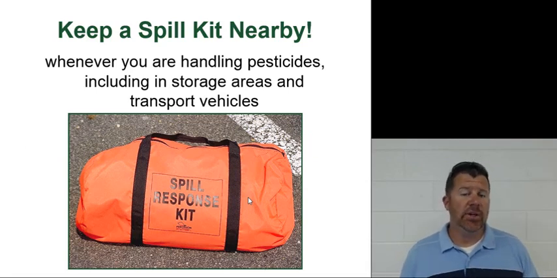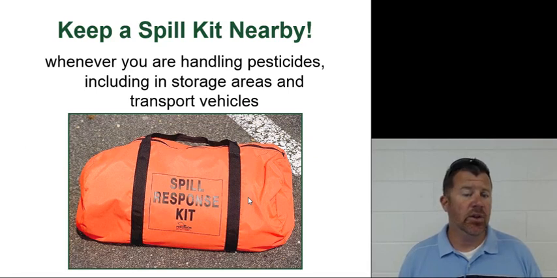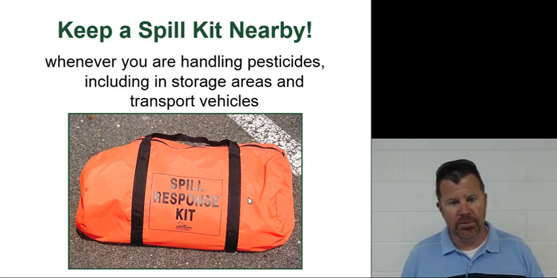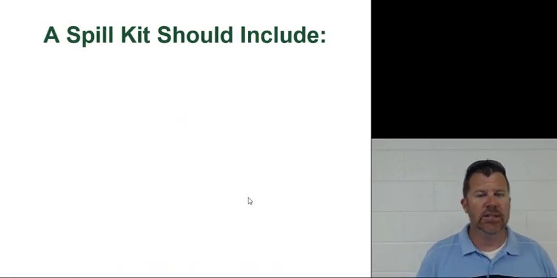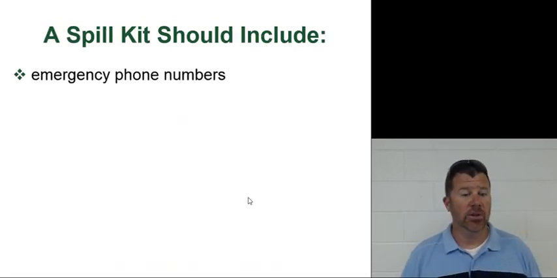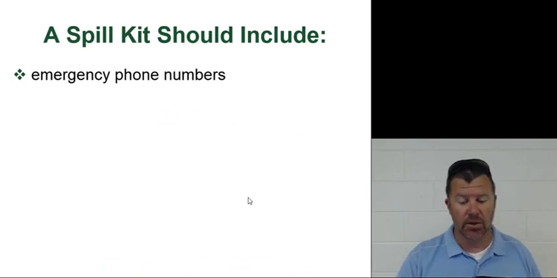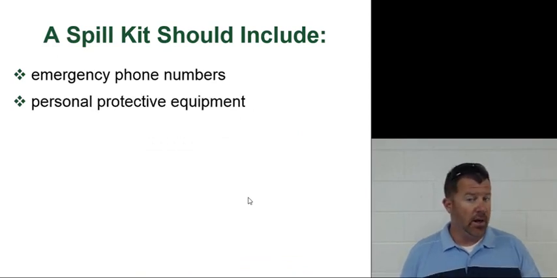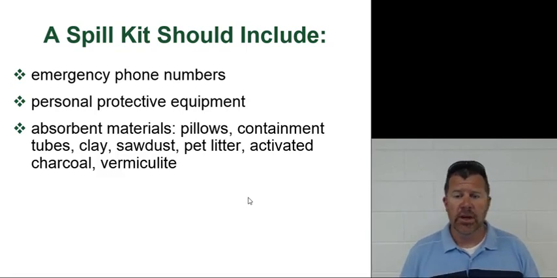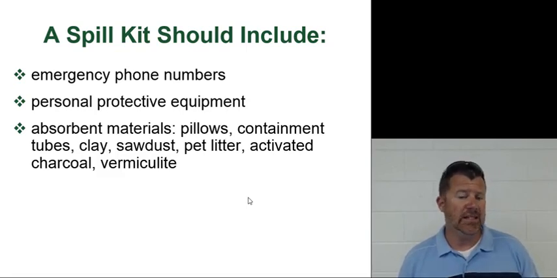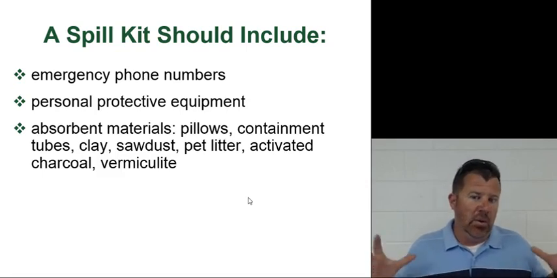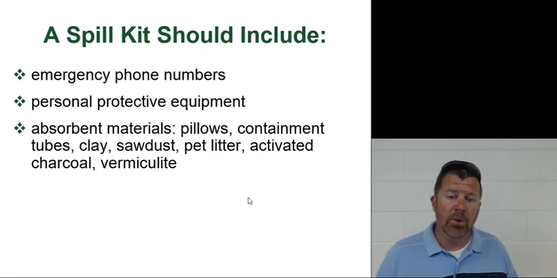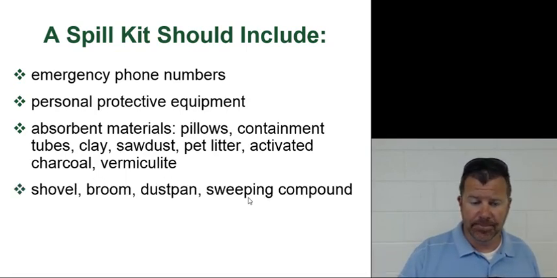Keep a spill kit nearby whenever you're handling pesticides, including in storage areas and transport vehicles. He's got some PPE in there, probably some of those blankets, maybe a sheet of plastic or a tarp if it was a dust spill. Keep those things in there. Here it's going to tell us exactly what to include. For one, our emergency phone numbers, that list I talked about at the beginning of the presentation. Our PPE, absorbent materials, pillows, contaminant tubes, clay, sawdust, pet litter, activated charcoal, vermiculite. Well, it's kind of hard to get all of that in one of those little bags. But yeah, you could probably keep a small bag of kitty litter in there.